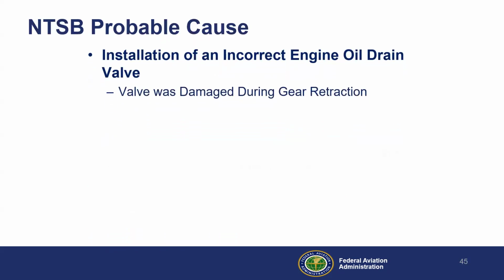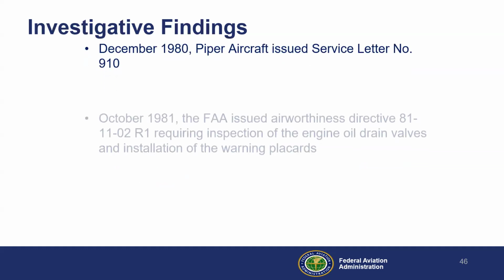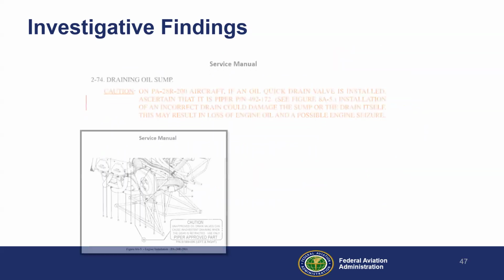The cause of this accident was the installation of an incorrect engine oil drain valve. When he retracted the gear, the nose gear hit this valve, and all the oil came out. So it was failure of maintenance personnel to comply with the AD regarding the engine oil drain valve. There was a service letter issued, and then the FAA issued an AD a year later, and they issued another service manual with a cautionary note. All three warned of improper valves and damage and oil loss.